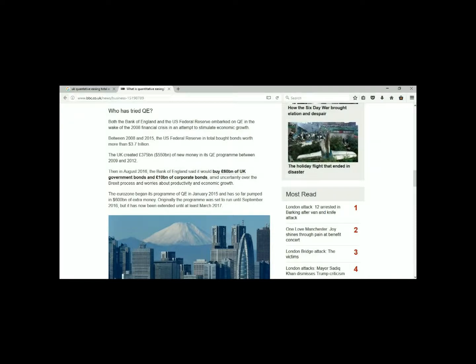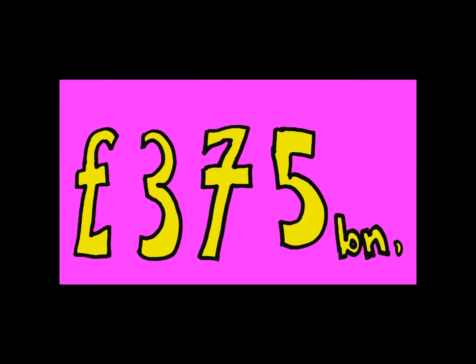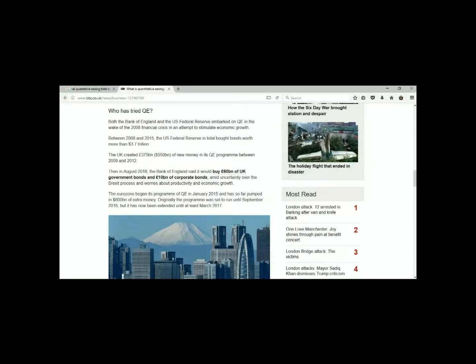In an attempt to stimulate economic growth. And between 2008-2015, the US Federal Reserve in total bought bonds worth more than $3.7 trillion. The UK created £375 billion, or $550 billion in dollars, of new money in its QE program between 2009 and 2012. Then in August 2016, the Bank of England said it will buy £60 billion of UK government bonds and £10 billion of corporate bonds amid uncertainty over the Brexit process and worries about productivity and economic growth.